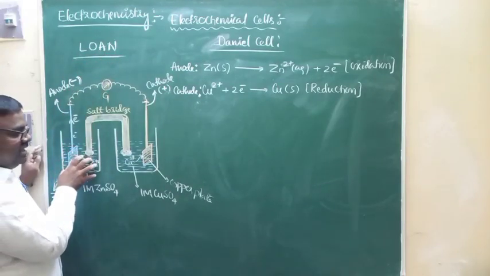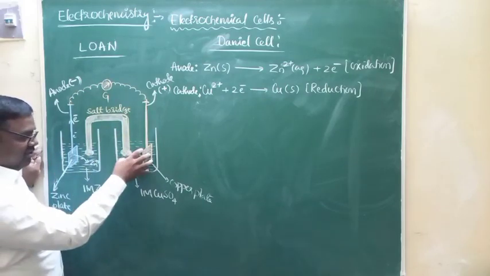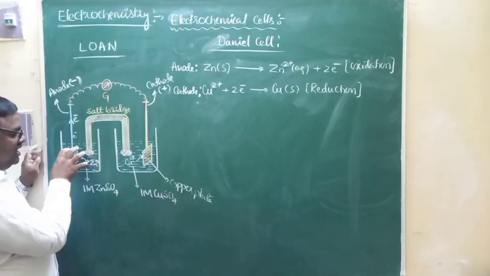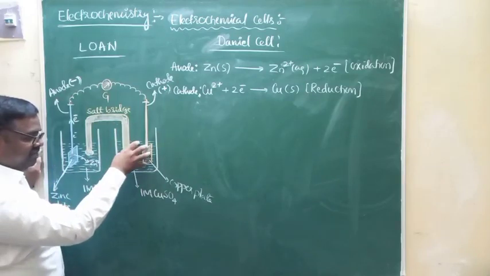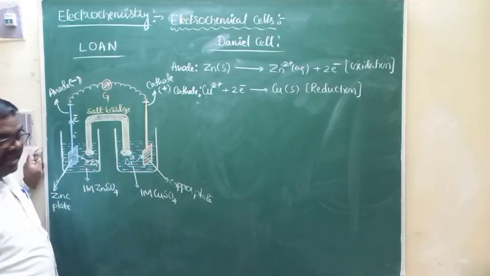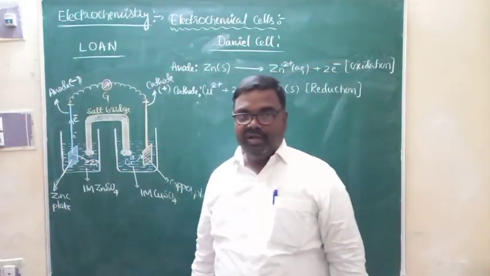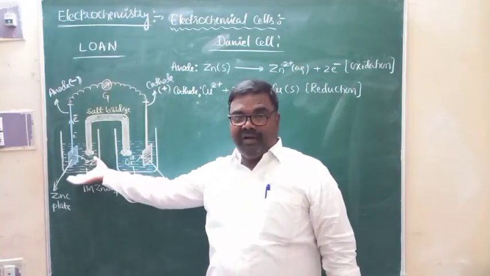If it is a left-hand side electrode, the other will be the right-hand side electrode. If it is the anode, the other will be the cathode. If there is oxidation here, there will be reduction there. If it is negatively charged, the other will be positively charged. Remember the word LONE, and thereby you can remember this aspect easily.